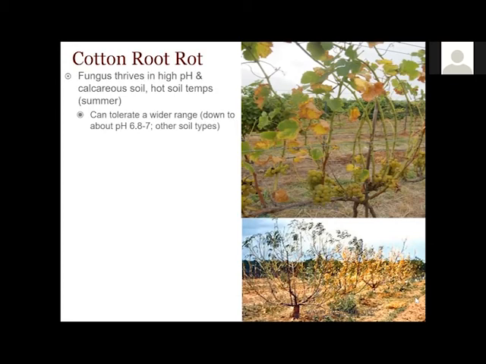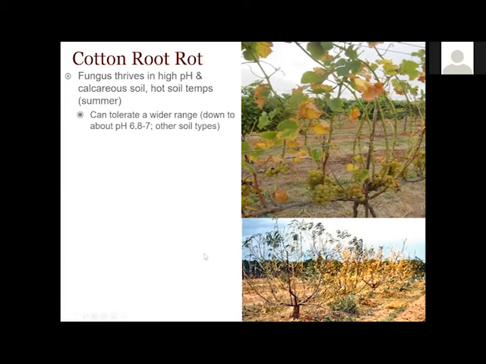So with cotton root rot, it's a fungus that does typically thrive in high pH and high calcium soil, but it does just fine in neutral pHs. So when I say it thrives in high pH, that doesn't mean it can't live in areas that have a lower pH. As long as it's above around 6.5, 6.8, then it does fine. It's just not going to be at its maximum performance. The main thing you need for cotton root rot is really hot soil temperatures of over about 80 degrees.